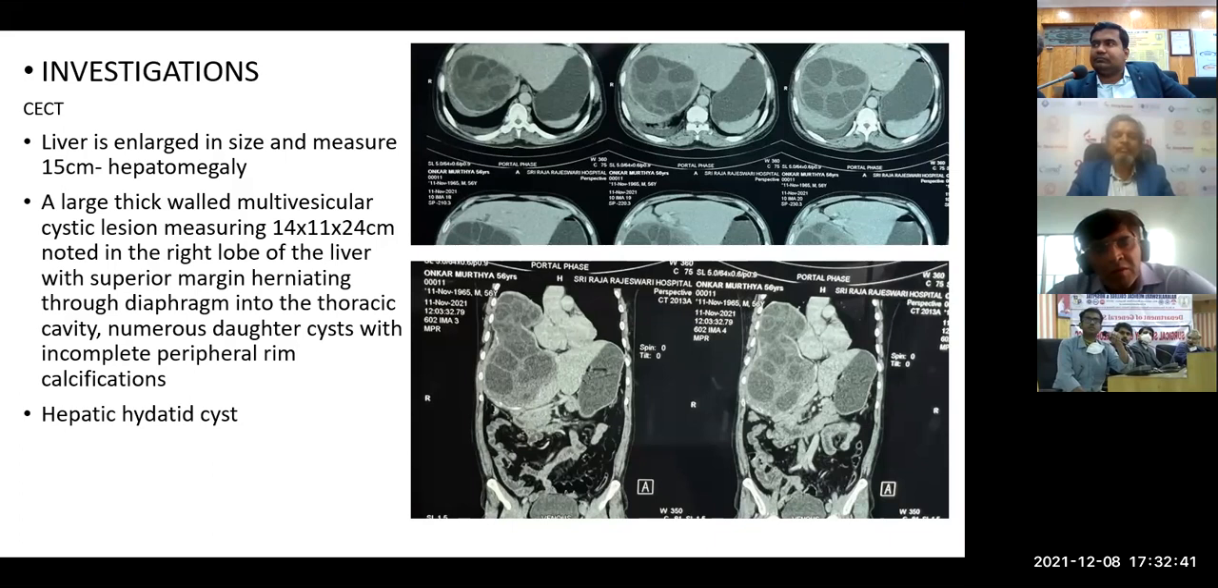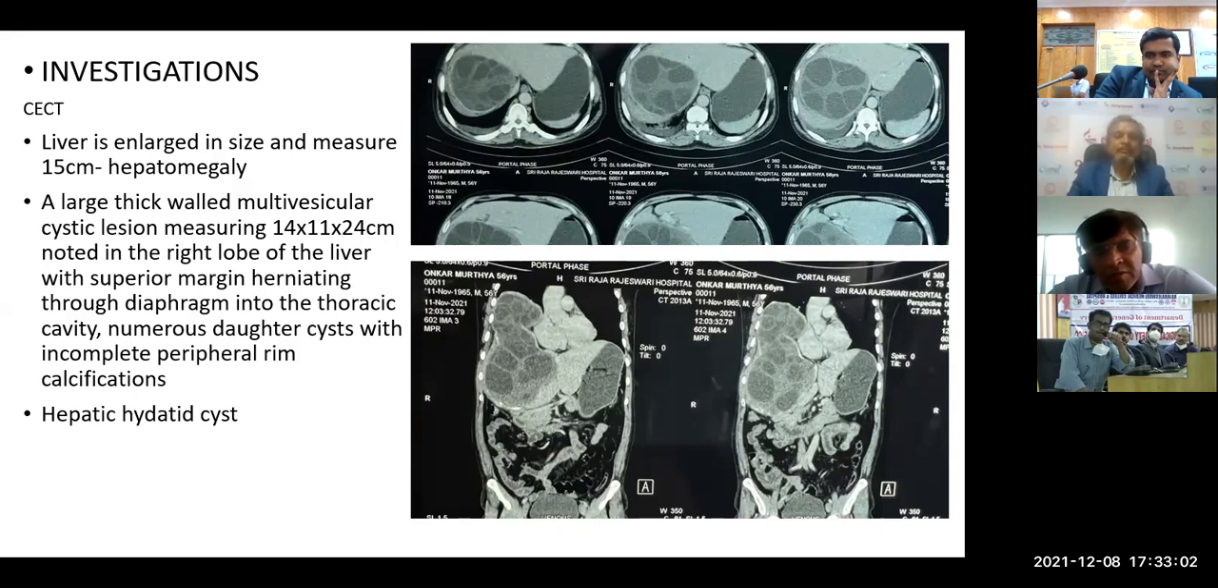In the CT, they told the liver is enlarged in size and measures about 15 centimeters. There is a large thick-walled multivesicular cystic lesion measuring 14 x 11 x 24 centimeters in the right lobe of the liver, with the superior margin herniating through the diaphragm into the thoracic cavity. Numerous daughter cysts with incomplete peripheral rim calcifications are noted. Likely hepatic hydatid cyst, that is the CT report, sir.